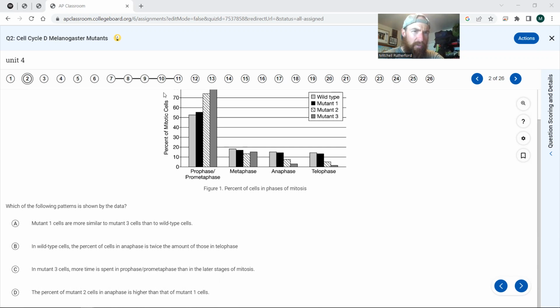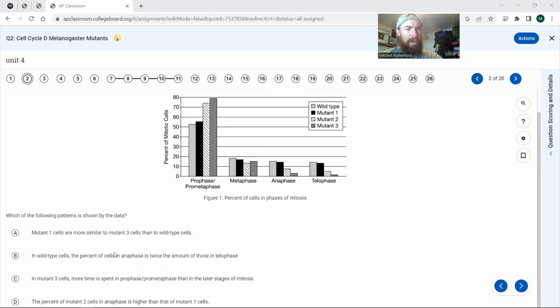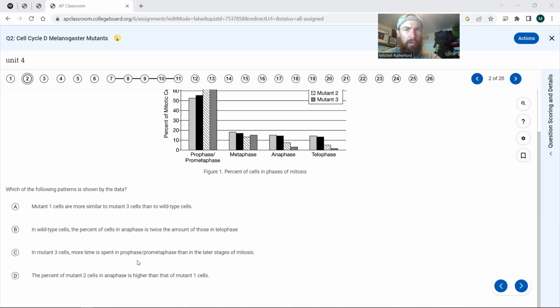Okay, so are we talking about percent of cells? Sure, yeah. So now I'm finally looking at the y-axis, percent of mitotic cells, the number of cells that are actually going through mitosis and dividing, making more, rather than the other cells that are just specialized and working, differentiated G0 cells. So wild type percent is twice as much as in telophase. So I'm looking at wild type here is around 52, and then in telophase there, anaphase to telophase. Oh, no, there's no way. Total trash. Okay, so B is out.